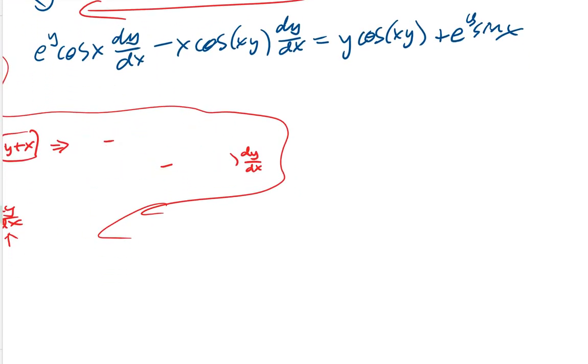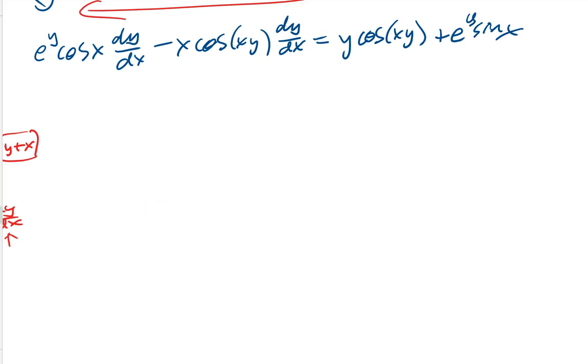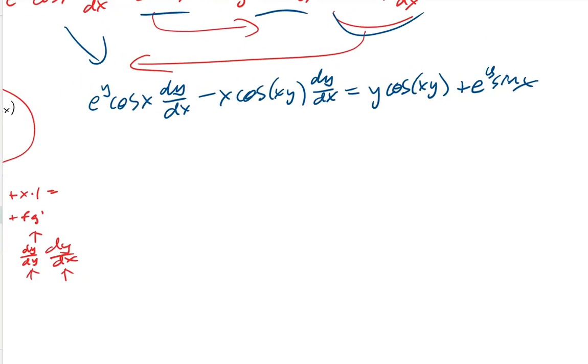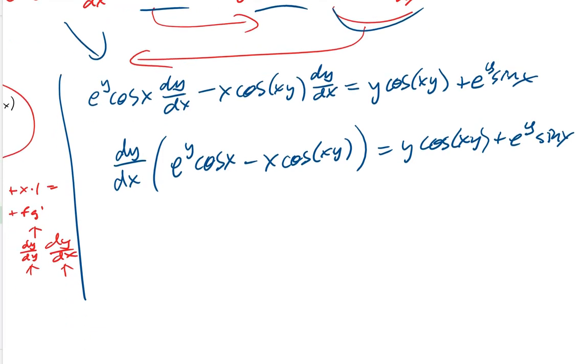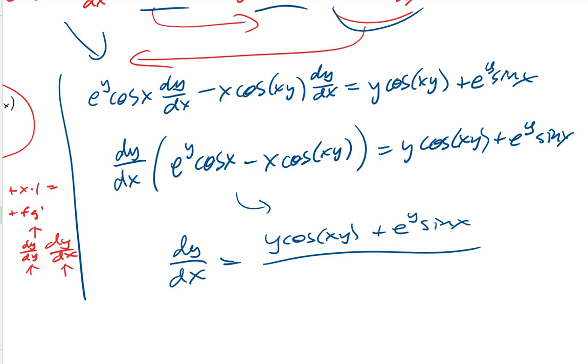I'm going to erase all this. I'm done with that. So now I'm going to take out the dy dx, and I get dy dx times e to the y cosine x minus x cosine of xy equals y cosine of xy plus e to the y sine of x. Right, yes. So then I'm going to divide by this piece, and so I get dy dx is equal to y cosine of xy, I'm writing what's on the right, plus e to the y sine of x, over e to the y cosine of x minus x cosine of xy. And there you have it.